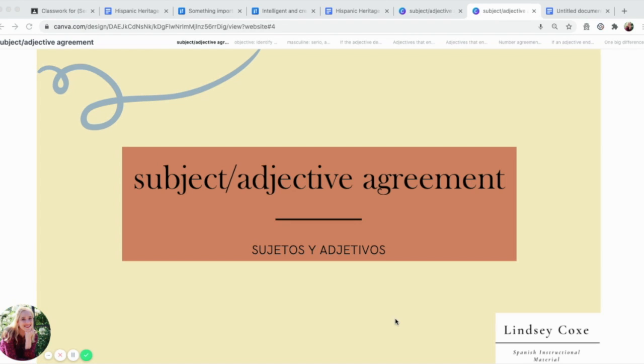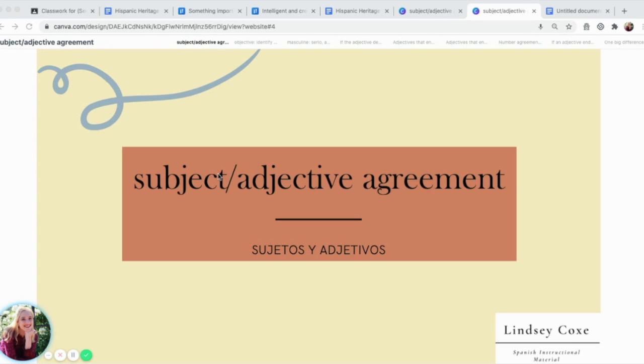Okay, so adjectives, adjetivos. These are describing words. So when we are describing a person, a place, or a thing, whatever words we use to describe that are adjectives. And they're the same in Español, in Spanish. We use adjetivos to describe, para describir.